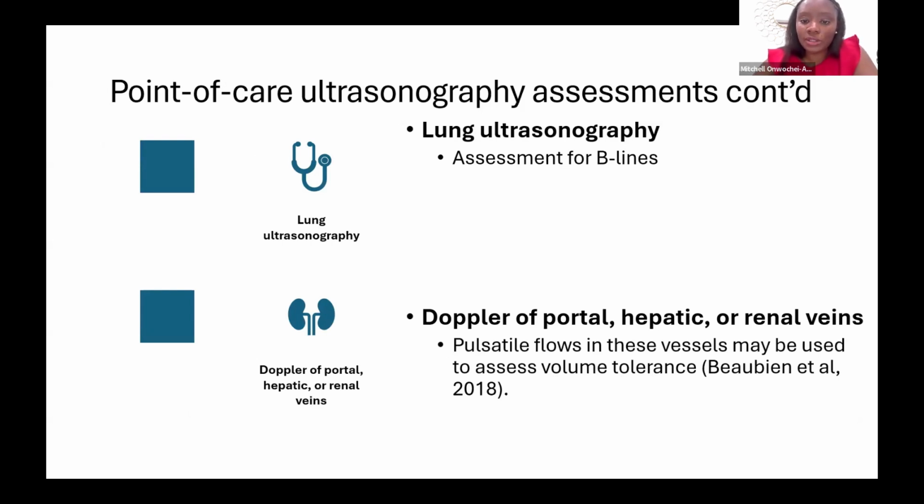You can also look at Doppler of portal, hepatic, or renal veins. Pulsatile flows in these vessels may be used to assess volume tolerance.